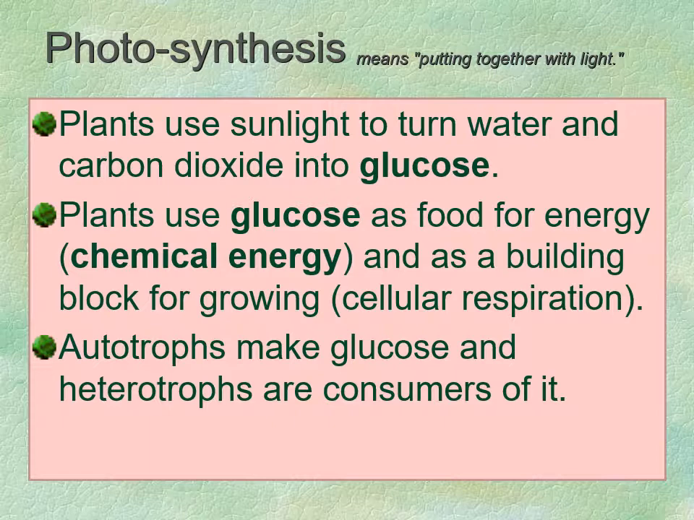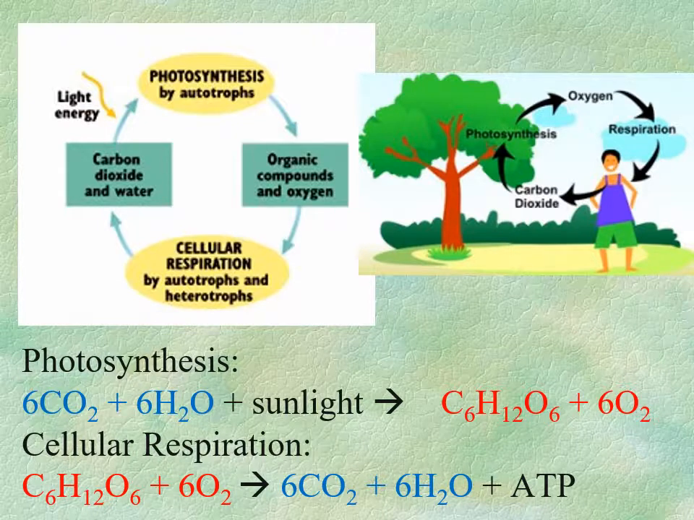So plants use sunlight to turn water and carbon dioxide into glucose, and plants use glucose as food energy or chemical energy, and as a building block for growing, or cellular respiration, which we'll talk about in a couple more lectures. Autotrophs will make glucose, and heterotrophs are consumers of it. So once again, photosynthesis, 6CO2 plus 6H2O plus sunlight yields C6H12O6 plus 6O2.